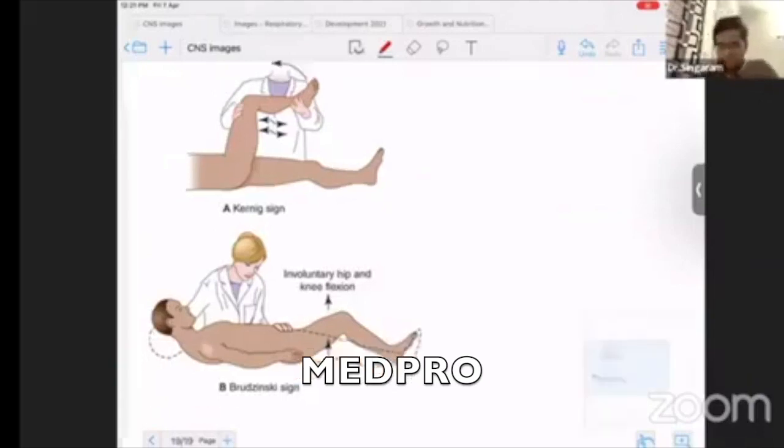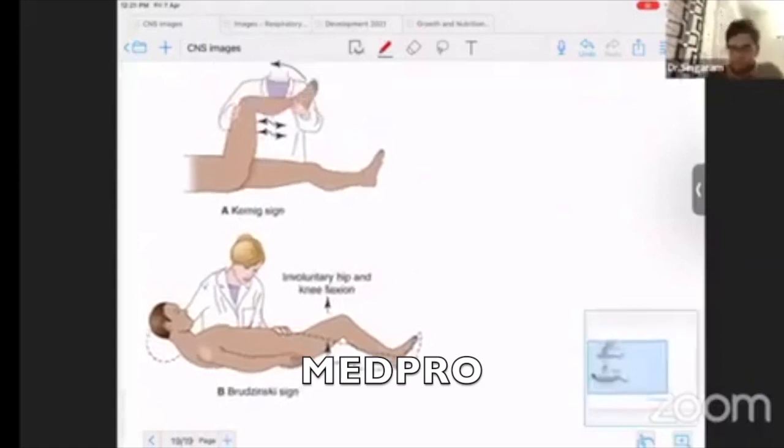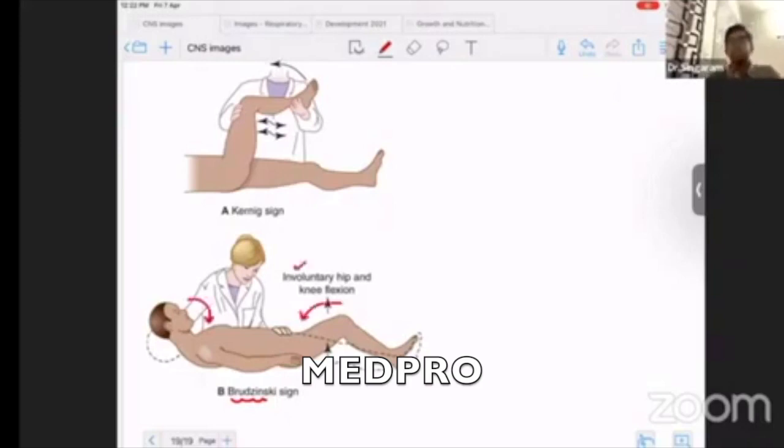Okay, so see here, this sign I will just put it up first. It is a Brudzinski sign. What is the meaning of Brudzinski sign? Whenever you flex the neck of the patient like this, what is happening? The hip and the knee are also involuntarily flexing. It is very simple. Whenever you are flexing the neck, you are causing irritation in this part of the meninges. And when it is causing irritation, it will cause involuntary flexion of the hip and knee, again due to irritation of the meninges only. This is called a Brudzinski sign.